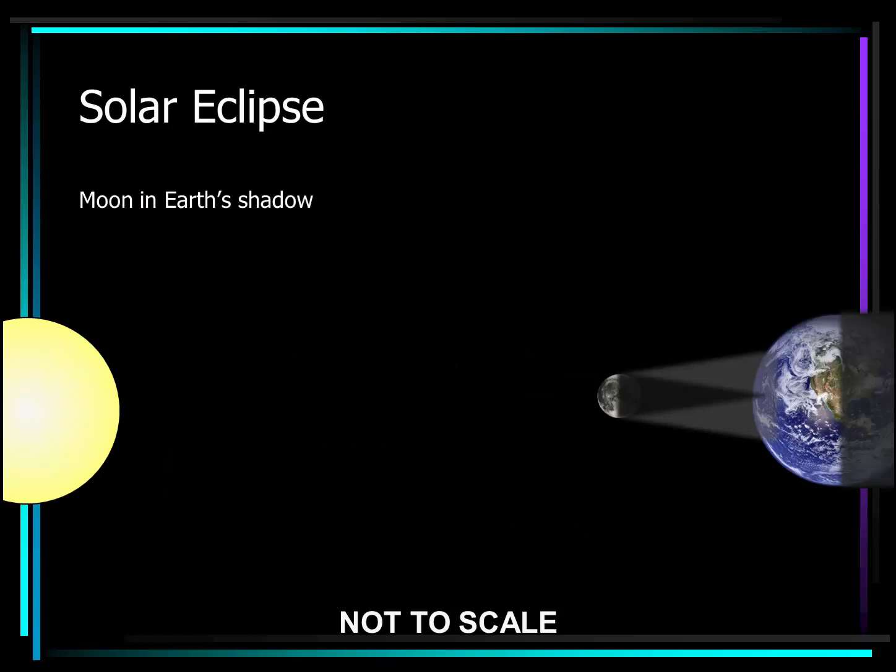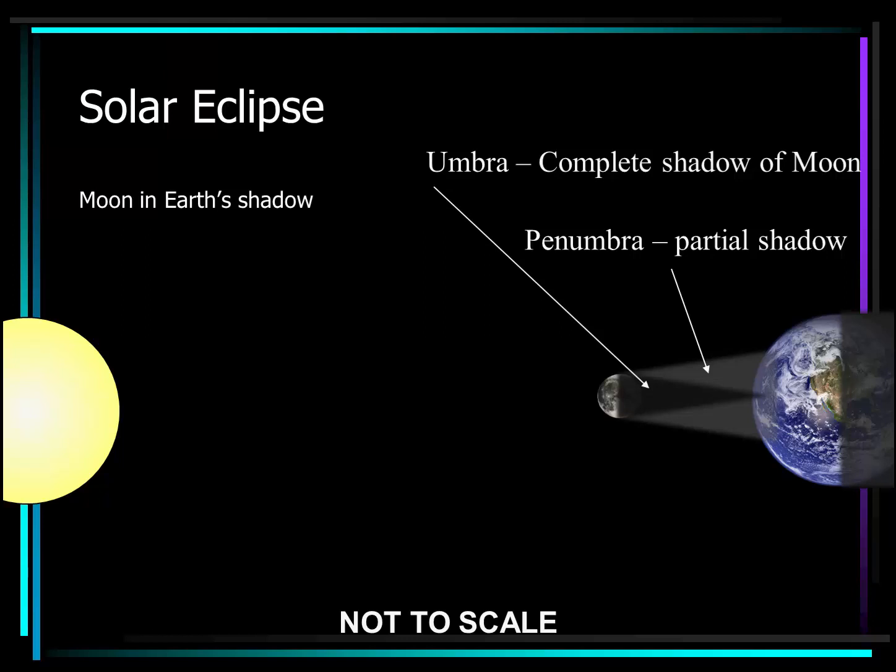We'll leave the scale diagram. Please note this diagram is not to scale, with the Sun depicted on the left and the Earth and Moon on the right, and the moon's shadow falling on the Earth. You'll note right away that the shadow is complex. There is the penumbra, or partial shadow, and the umbra, or the complete shadow of the moon. In the umbra, none of the light source would be visible. In the penumbra, part of the sun would be visible.